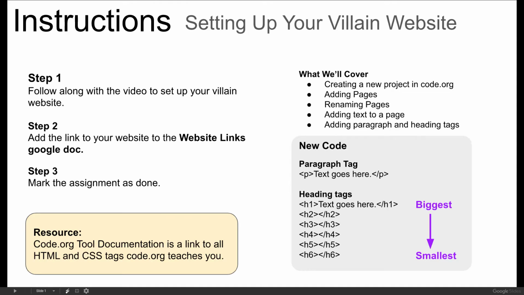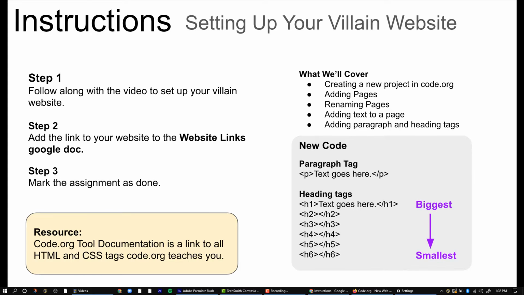This assignment is going to walk you through how to set up your Villain website in Code.org as a project. We are going to cover adding pages, renaming pages, adding text to a page, and adding paragraph and heading tags. The new code that we are going to go over is the paragraph tag. I refer to it as the P tag.